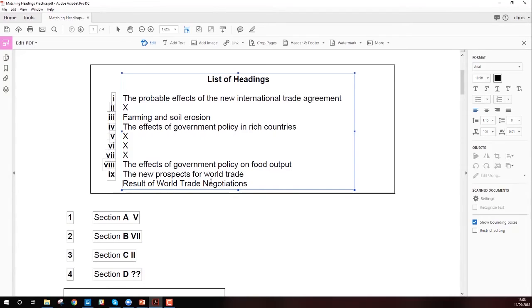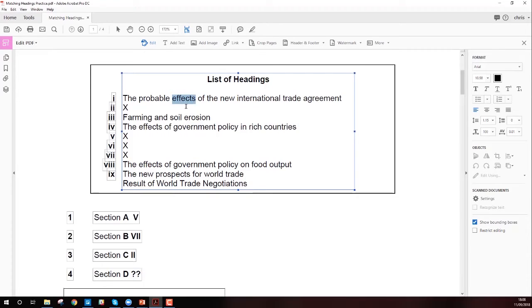New prospects for world trade. Okay, so we've got two that are very similar. The probable effects of the new international trade agreement. The new prospects for world trade. So what we need to do is look at each of these and look at the difference between them. Okay, so this one is about effects.